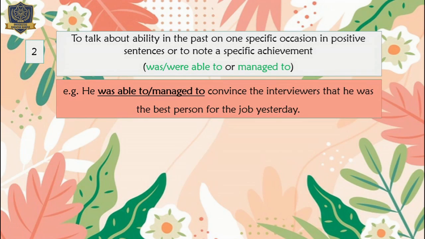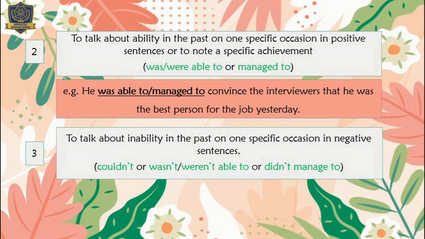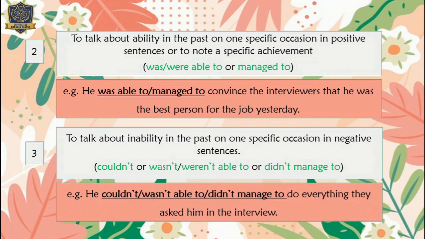And then the third function is to talk about inability in the past on one specific occasion in negative sentences. So we use couldn't, wasn't or weren't able to, or didn't manage to. See the example? He couldn't or he wasn't able to or he didn't manage to do everything they asked him in the interview.